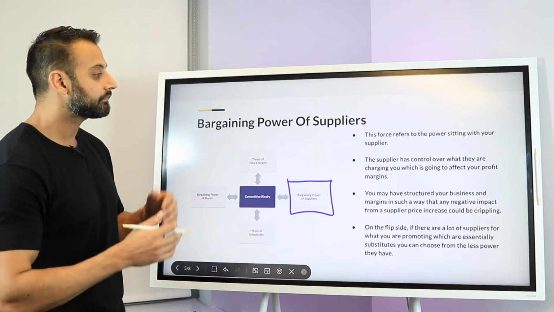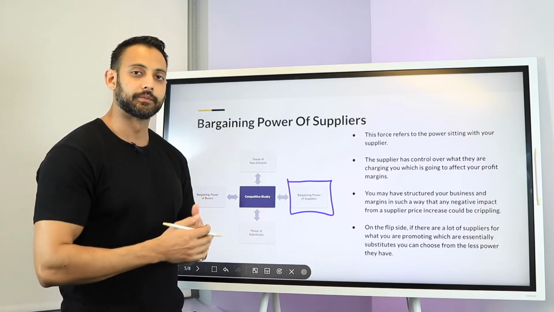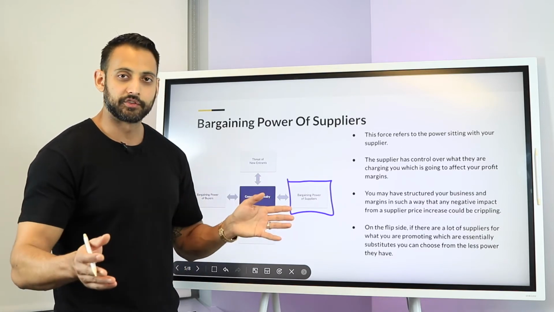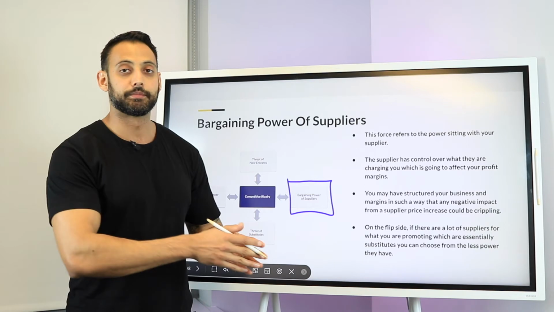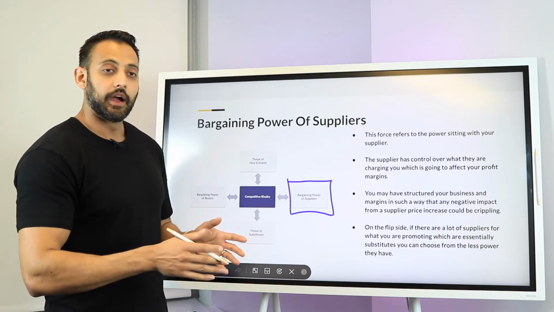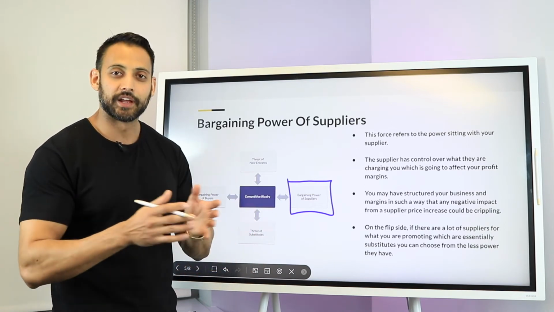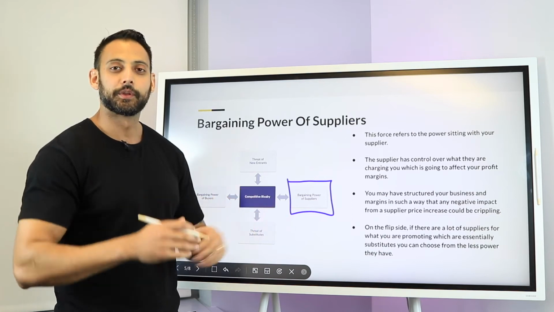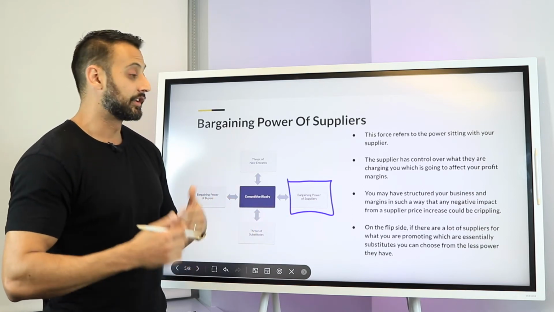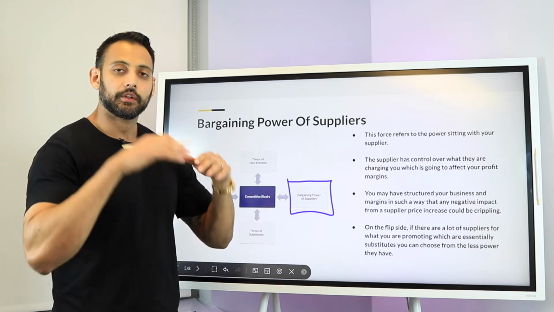But equally, it's also something that you can benefit from too. If there are a lot of suppliers in your market, so if there's a lot of companies that can produce what you make, what tends to happen is you can actually control the price that suppliers charge. And of course, the higher the volume you have, the more control you have.